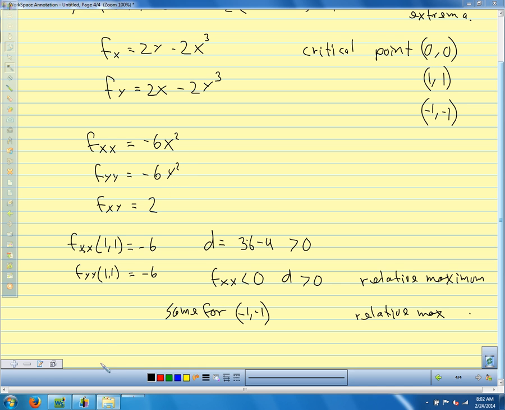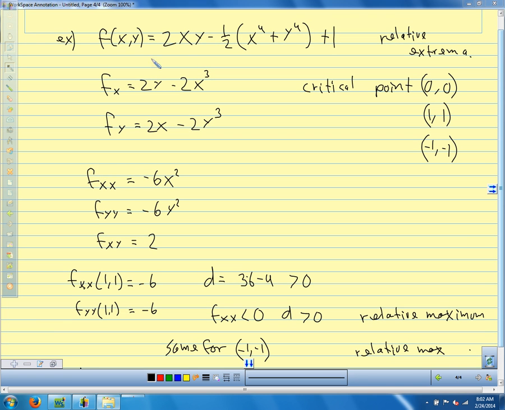Then we're going to run our second partials now for 0, 0. When we plug in 0 here, D of 0, 0, I get 0 minus 2 squared when I plug in zeros here. So I get -4. So D is less than 0. And that gives me what at 0, 0? Saddle point. So I have a relative max at 1, 1 and -1, -1, and I have a saddle point at 0, 0. So let's take a look at what the graph of this function looks like.